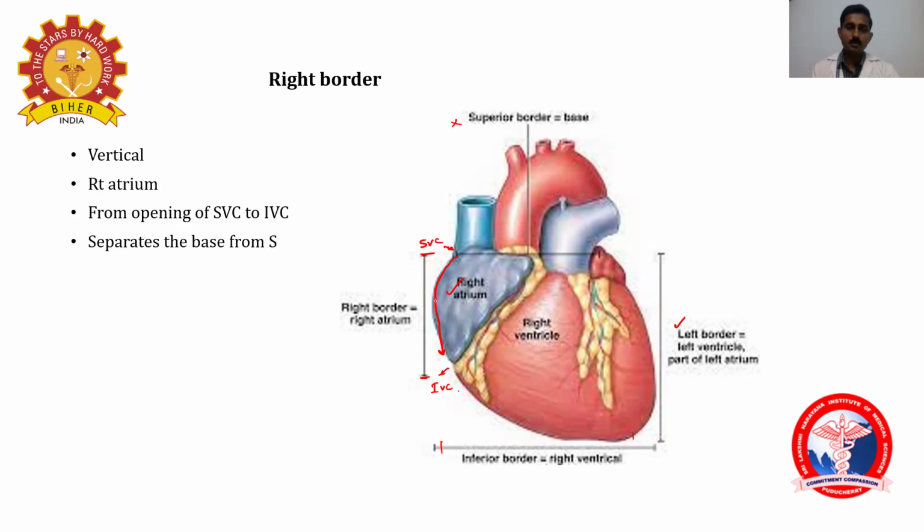So what does it do? It separates the base from the sternocostal surface. It's not seen here. So where is the base? The base is behind, and this surface we have seen is the sternocostal surface. So both the surfaces are separated by the right border of the heart.